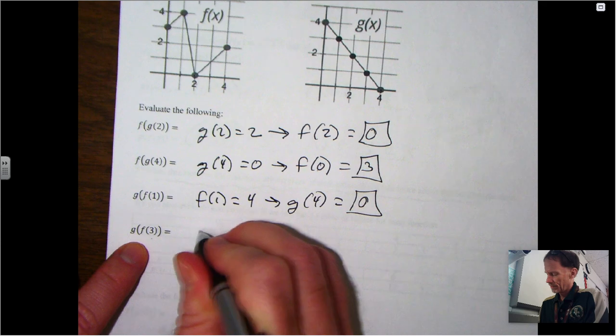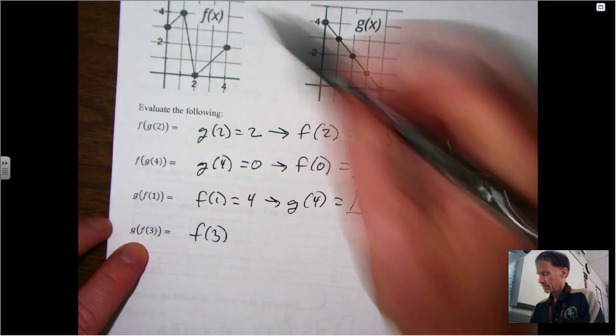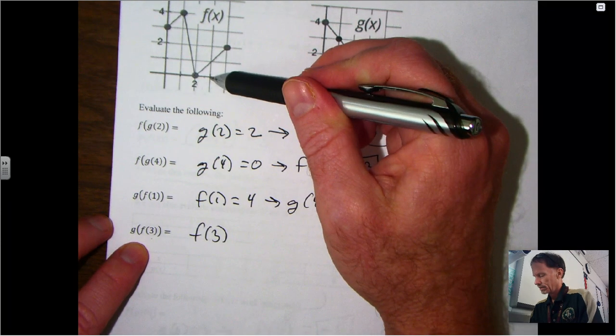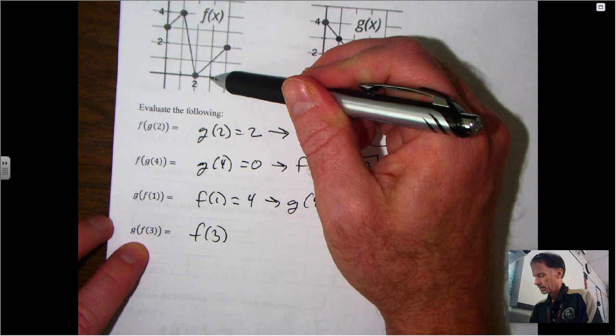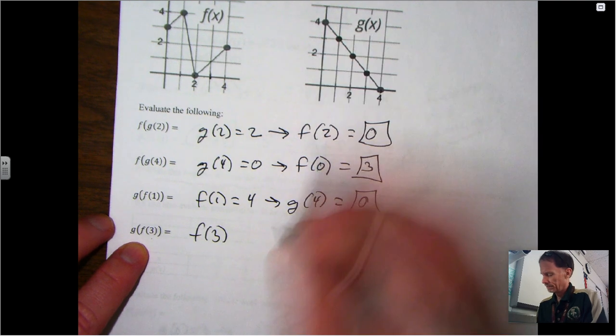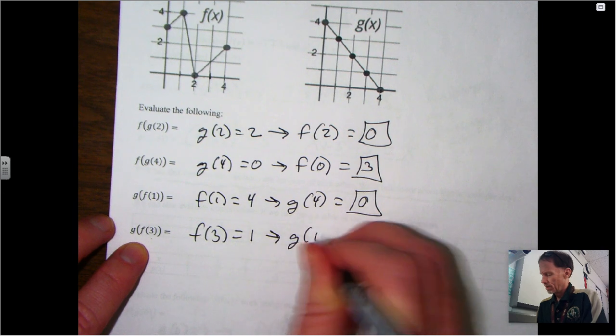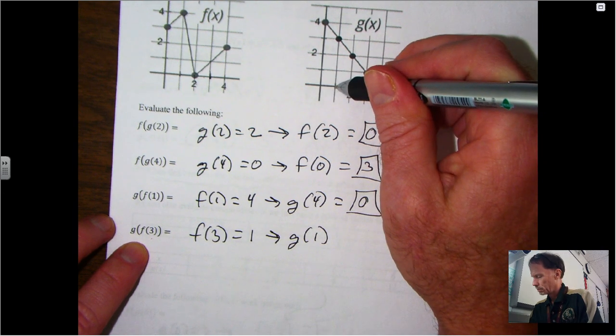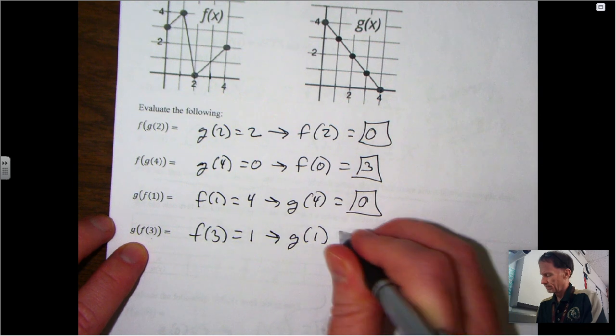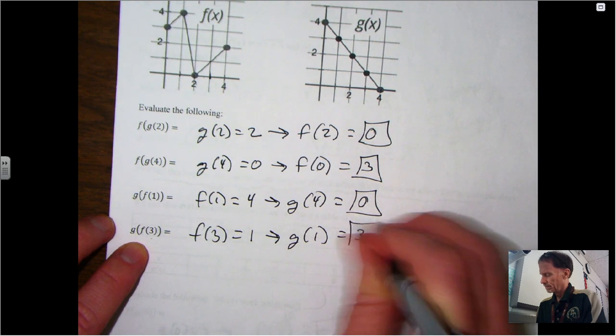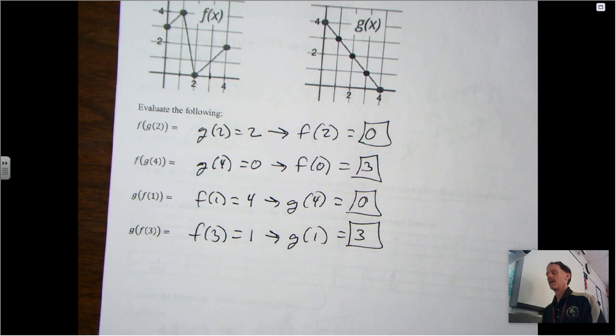And the last one, f at 3. When x is 3, f is 1. And then g at 1. When x is 1, g is 3. And that is your compositions.